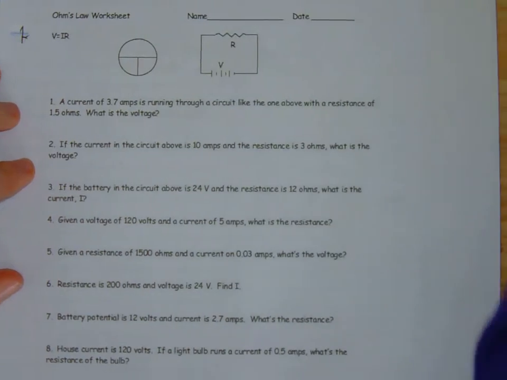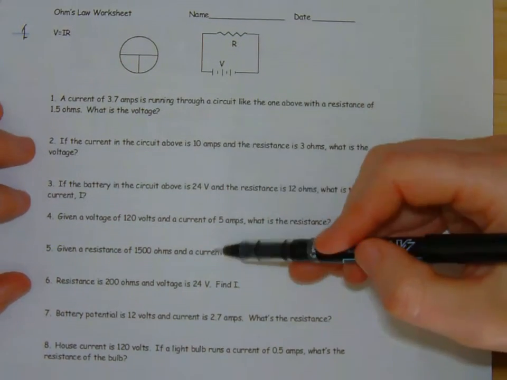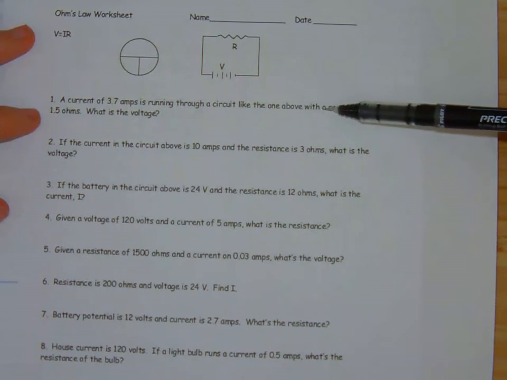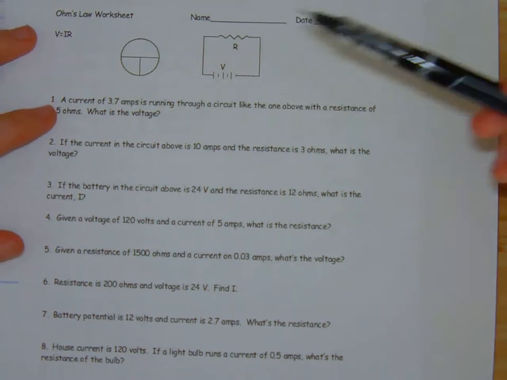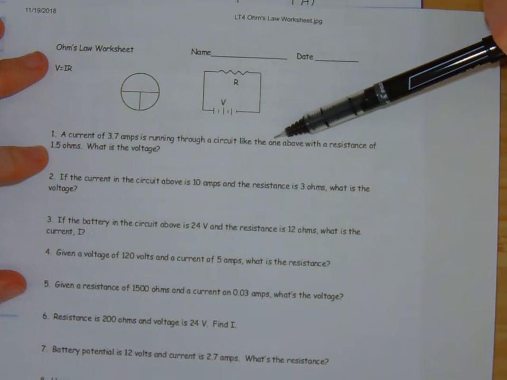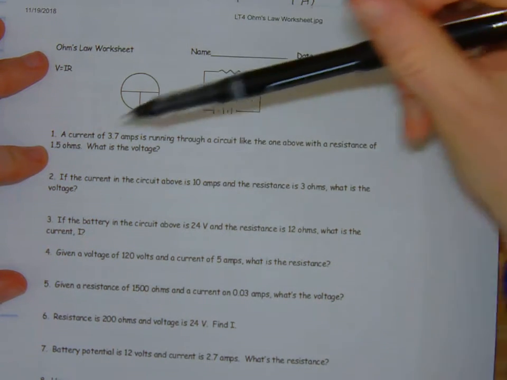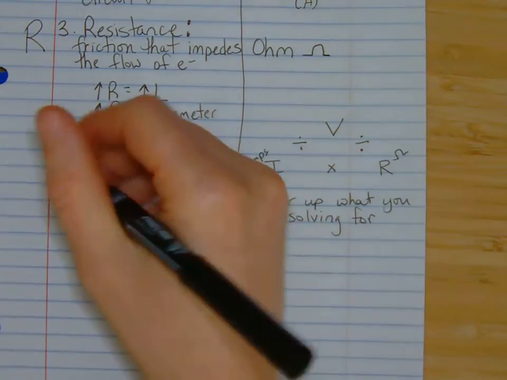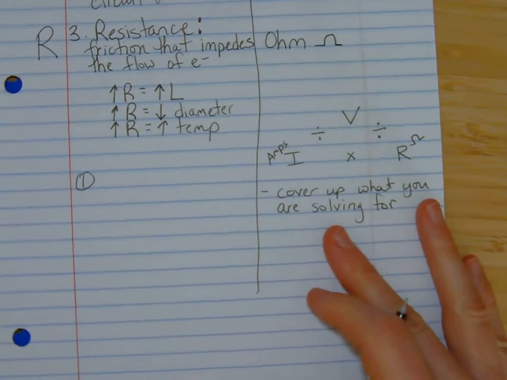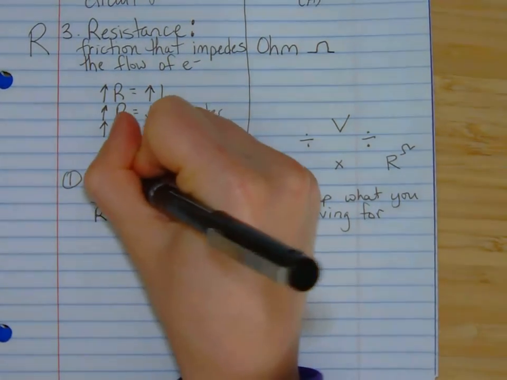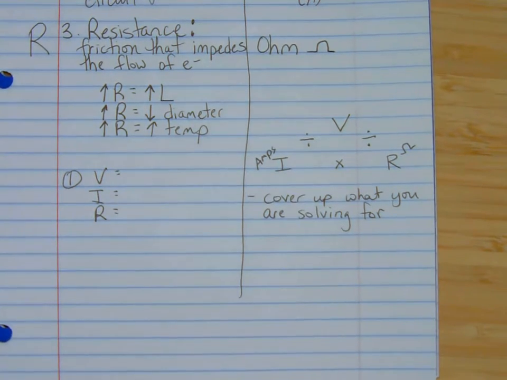But this target, I'm going to keep it real simple. It's just going to be quick little stories, or sentences, not even really stories, where you pick out the numbers and figure out what you're solving for. So number 1 says a current of 3.7 amps is running through a circuit, and there's a resistance of 1.5 ohms. You're solving for voltage. The process here is to always write out the problem and write it out as VIR. Every time, no exceptions. VIR.